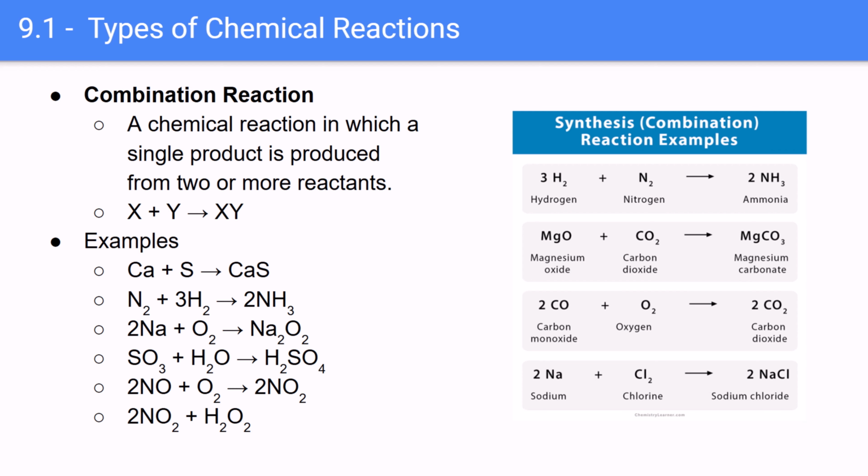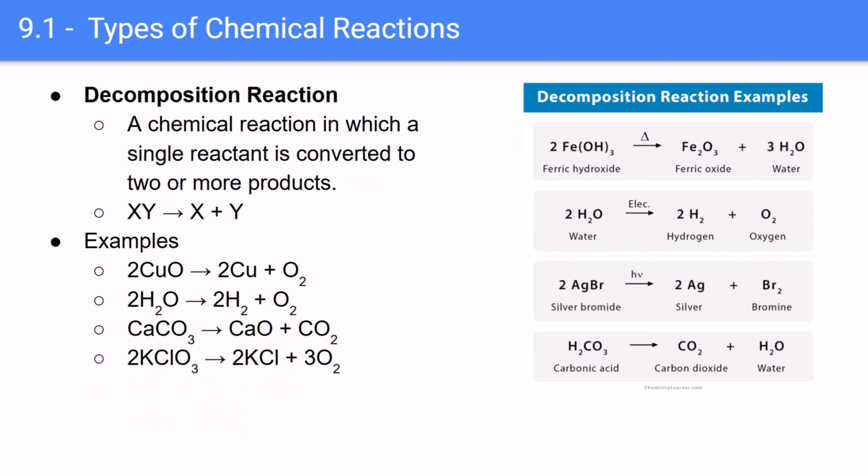So at the very beginning there, I have hydrogen and nitrogen, it becomes ammonia. We start with 2 reactants, it becomes 1 product. Magnesium oxide and carbon dioxide are both compounds, but they still form 1 product, so as a result it is a synthesis or combination reaction. Same with CO and oxygen, and Na and Cl, they're all combination reactions because 2 reactants form a single product on the right side of the equation.